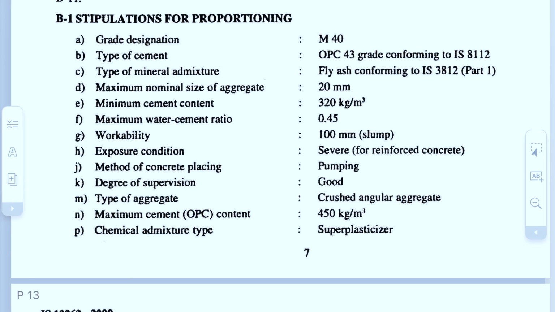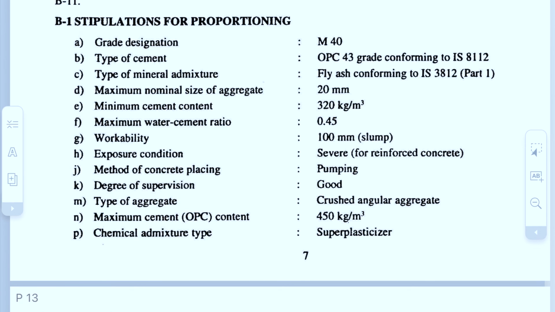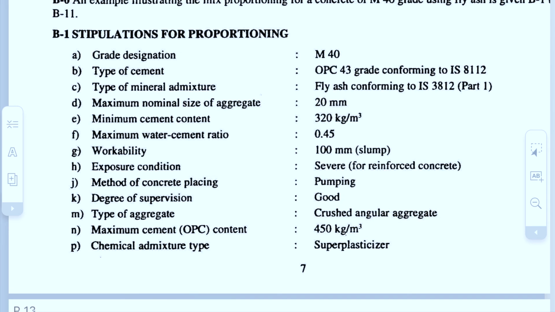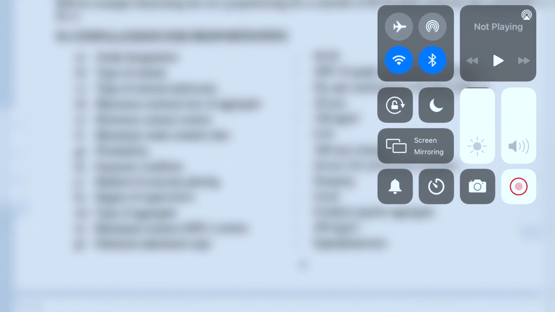A little bit of IS 456 knowledge is required. For different conditions, we have to understand what the minimum cement content is, and what the maximum water cement ratio is. Okay, so it's a very easy problem.